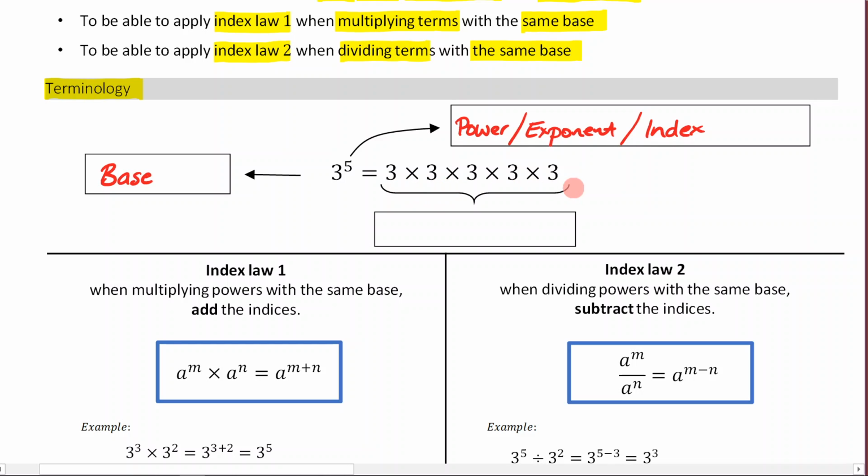Now, what we call this right here, see we have 3 to the power of 5. Well, that means we just go 1, 2, 3, 4, 5. We have 3 times 3 times 3 times 3 times 3. 5 3's there. So that's why we have a 5 there. We call this the expanded form.